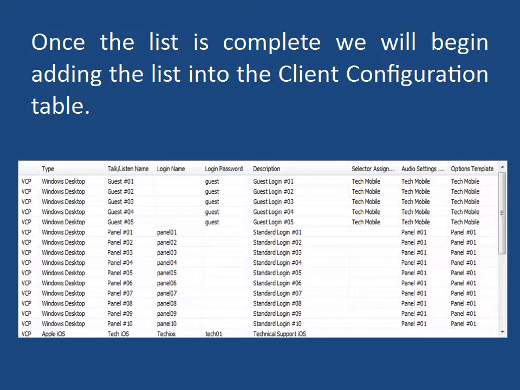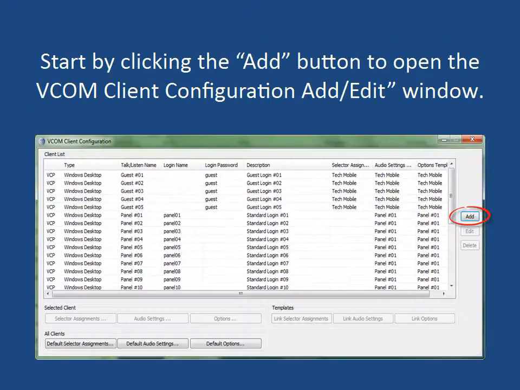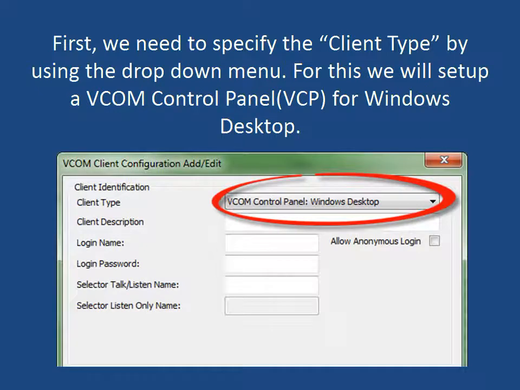Once the list is complete, we will begin adding the list into the client configuration table. Start by clicking the Add button to open the VCOM Client Configuration Add/Edit window. First, we will need to specify the client type by using the drop-down menu. For this, we will set up a VCOM control panel for Windows Desktop.